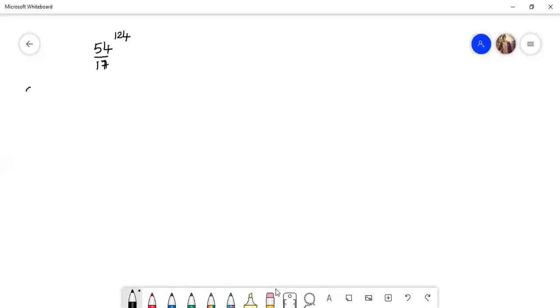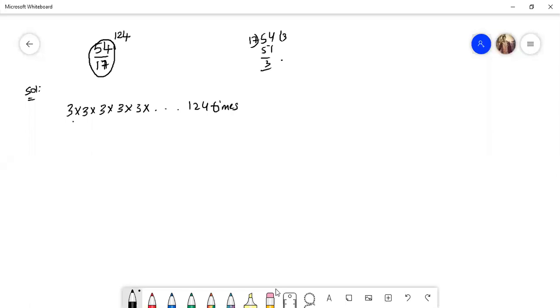Okay. So the solution of this particular question would be, first I'll simplify this 54 by 17. 17 3s are 51 is what I have. My remainder is 3. So I'll take this value as 3 into 3 into 3 into 3 into 3 and so on, 124 times, and I'm dividing this value by 17 here. Okay. Now let us combine them. We'll combine and check the behavior of this particular problem.